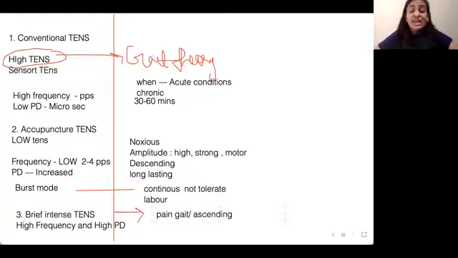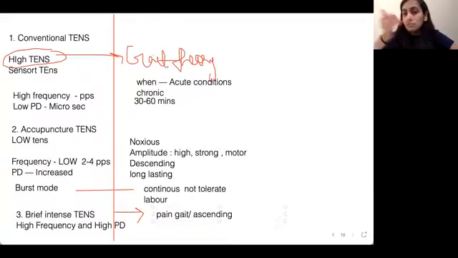Now, look at the name. The name suggests it's a brief intense TENS. That means you want to give the TENS for a brief period of time. So when you're giving TENS for a brief period of time to provide immediate short-term pain relief, that's the use of this brief intense TENS. So that means, let's say you want immediate short-term pain relief, like you want pain relief for a brief period of time. That's when we use the brief TENS.